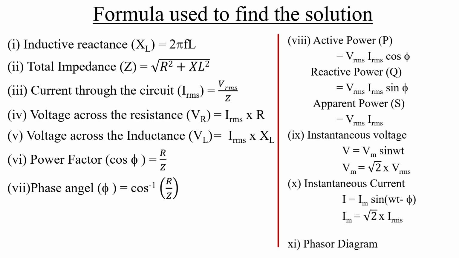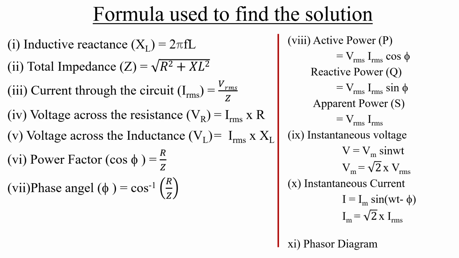Current through the circuit Irms equal to Vrms by Z. Voltage across resistance VR equal to Irms into R. Voltage across inductance VL equal to Irms into XL. Power factor, that is cos phi, equal to R by Z. Phase angle phi, that is cos inverse of R by Z.